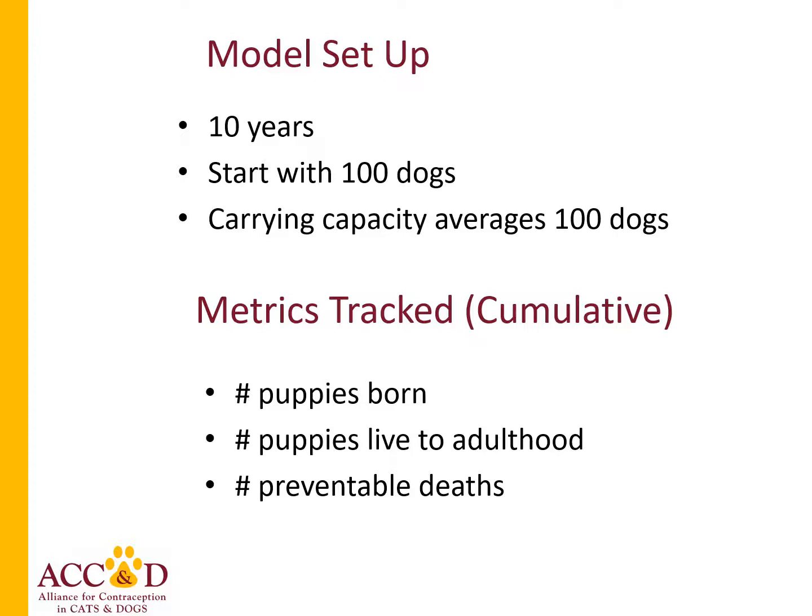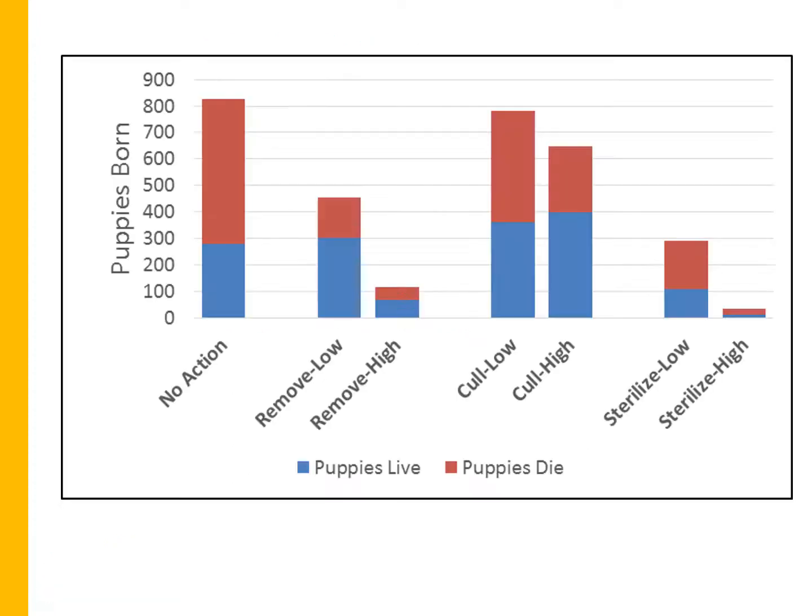And as that model runs for 10 years, we track the number of puppies who were ever born, the number who live to adulthood, and the number of those puppies who die prematurely in what I'm calling a preventable death way, plus the number of adult dogs that are killed under certain, but not all, management scenarios, which add up to the number of preventable deaths. And these are added up cumulatively over a 10-year period to see where we stand. And if we do that, we get the results I'm about to show here.